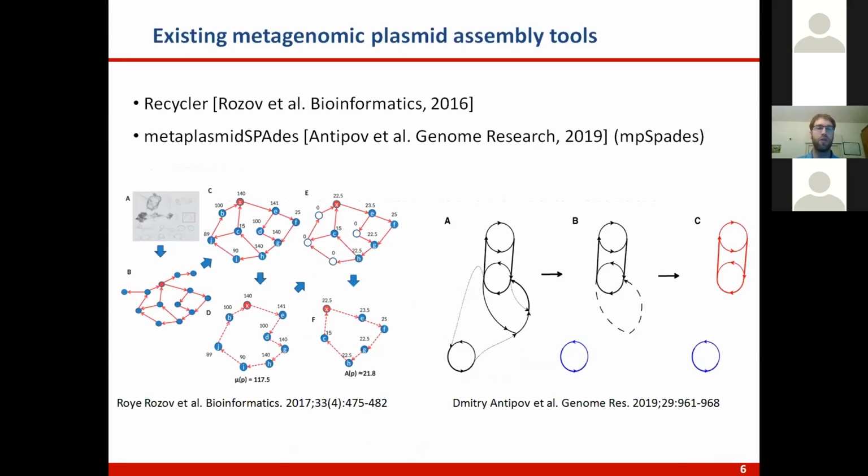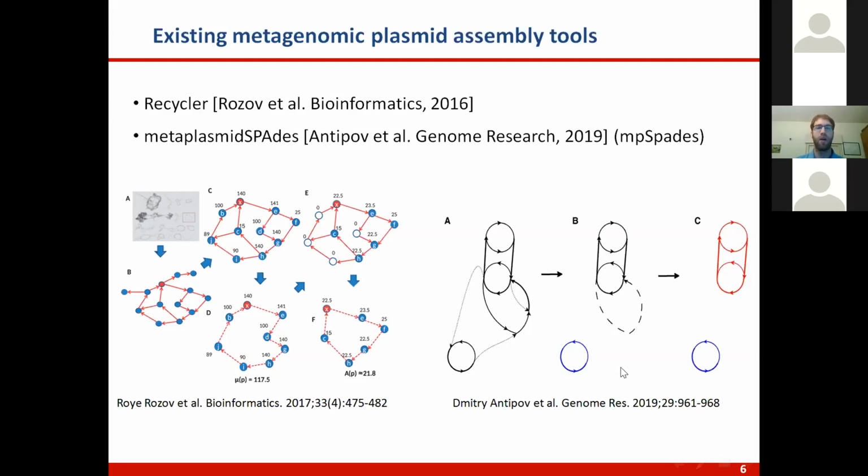There are currently two tools which try to tackle this challenge of assembling complete circular plasmids from metagenomic sequencing. One is Recycler, which came out of our lab a number of years ago, and the other is metaplasmidSPAdes. I'm going to call it MP SPAdes in this talk, and this is a flavor of SPAdes which is tailored specifically to assembling plasmids from metagenomes. The way Recycler works is that it looks for uniformly covered cycles in the metagenomic assembly graph and then peels them from the graph. And this is an idea which we use also in SCAP.